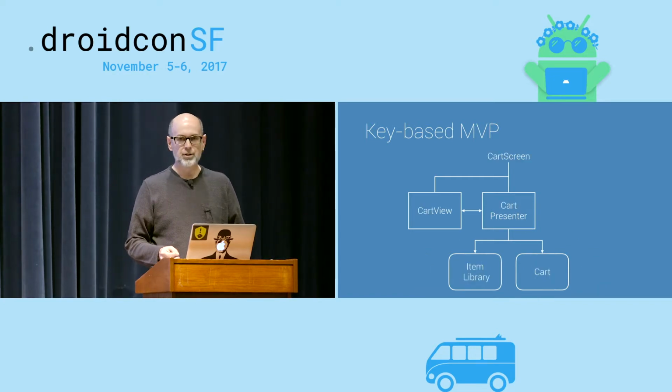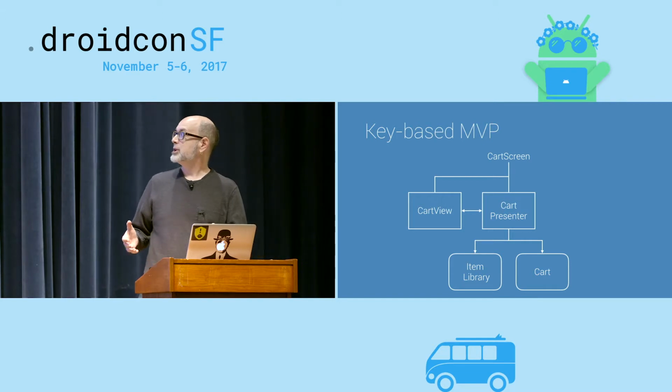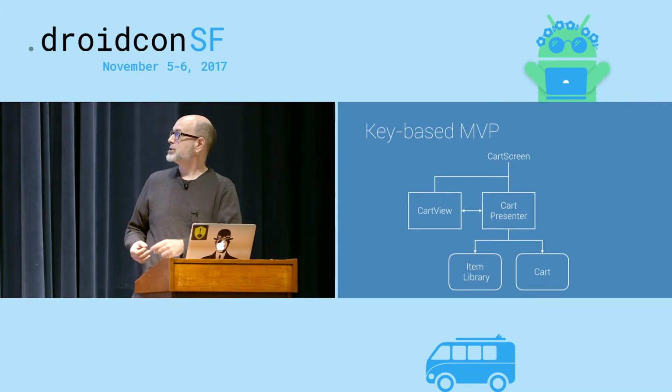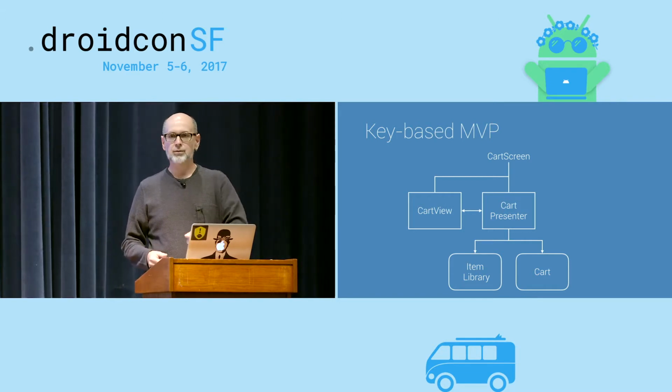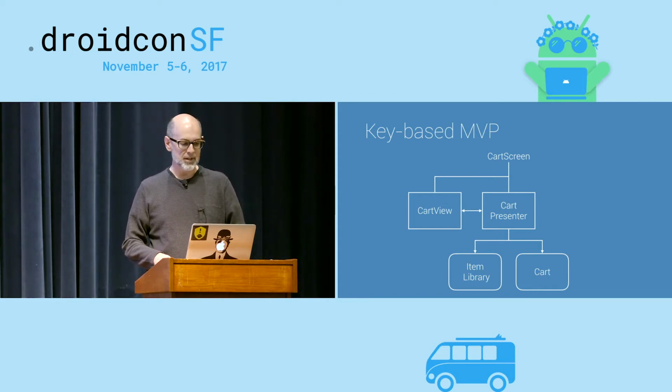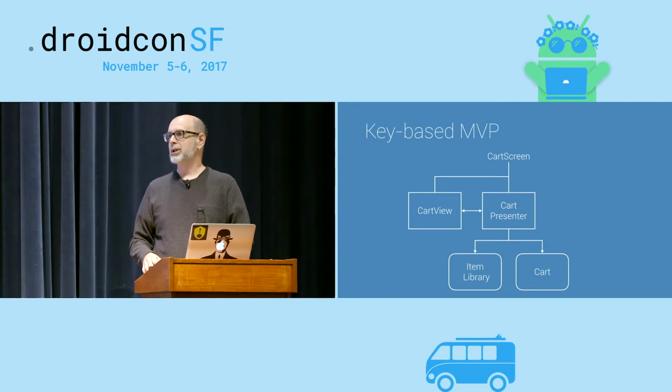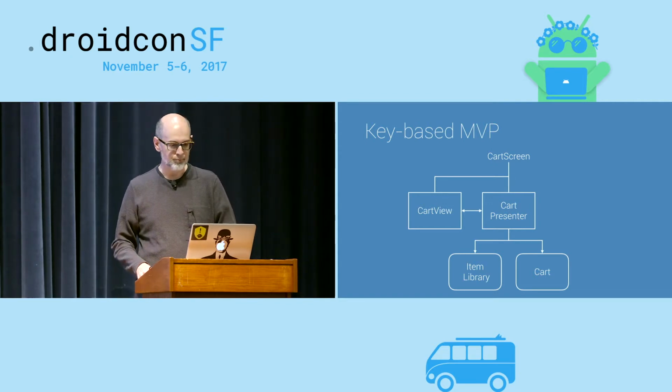To talk in more concrete terms, in our app, maybe one of these screens would be the cart screen. So the key named cart screen says, hey, time to load up that cart view layout and inject the cart presenter, and let's grab some of the item library and cart model objects to get our business done here.